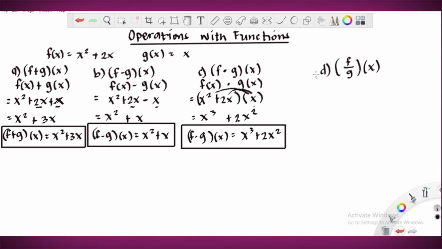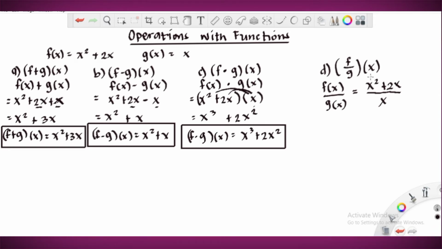So it means, or this can also be written as f of x divided by the g of x. So let us substitute the values. So ano ba ang f of x natin? Copy ulit natin. That is equivalent to x squared plus 2x divided by g of x. Ano bang g of x natin? That is x. So, hindi po natin ito pwedeng i-cancel lang i-cancel.